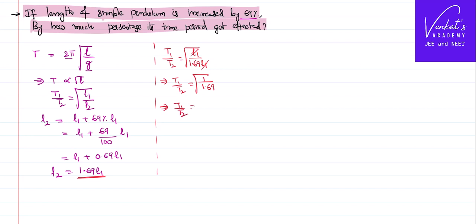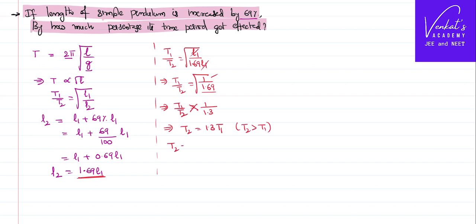T1 by T2 equal to square root of 1, which is 1, by square root of 1.69, which is 1.3. 13 times 13 is 169, so 1.3 into 1.3 is 1.69. That implies, if you cross multiply, T2 is 1.3 times T1. So it's very clear, T2 is greater than T1. That means the time period is increased.